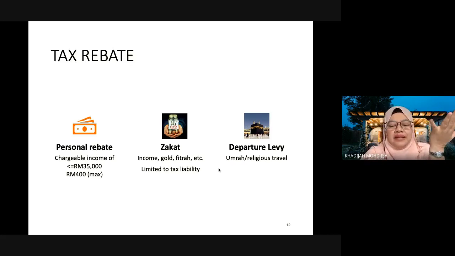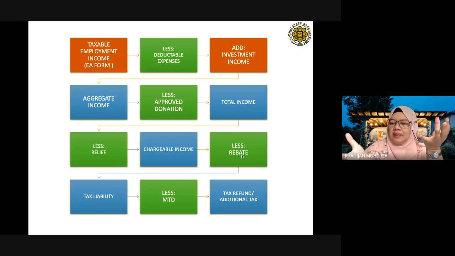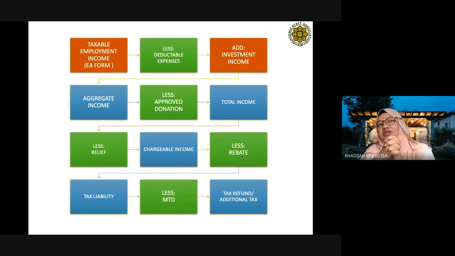When we talk about rebate, what is the difference between rebate and relief? You see here, relief is against your total income. Then you compute a chargeable income. From the chargeable income, you compute the tax liability first. From whatever tax liability, you deduct the rebate. So the effect of the rebate is very big on your tax liability, because it is deducted directly against your tax liability. So if you have a rebate from paying a lot of zakat, most likely you don't have to pay additional tax.